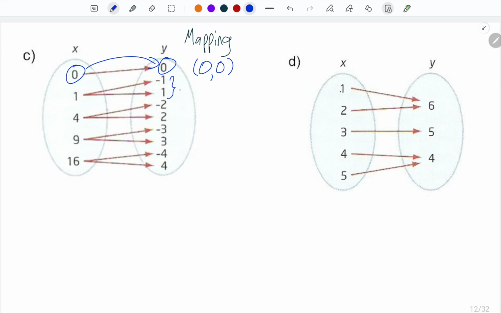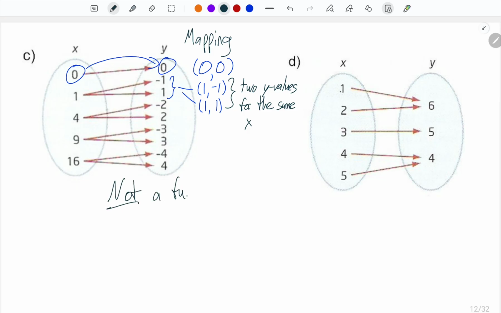And if you take a look at the next part, you could have the point 1, -1. 1 goes to -1, but also 1 goes to 1. Well, that is 2 y values for the same x. So it's not a function. And you can see the 1 here has 2 arrows coming from it. Makes it not a function.